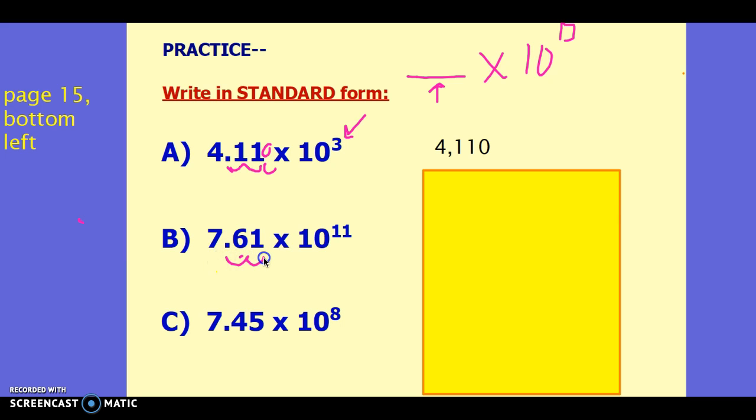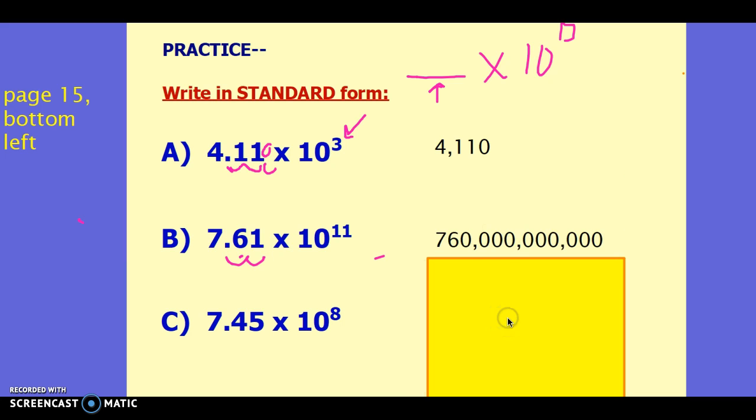If I move it 2 places to the right, I'll be behind the 1. So now I've got to add another 9 zeros. The final answer would be, I don't even know how you'd say that. Let's see, 760 billion.